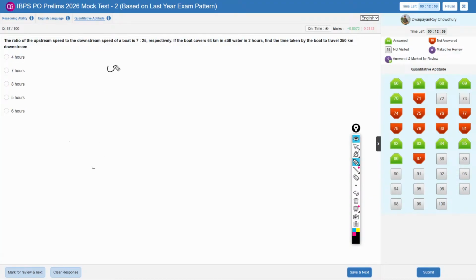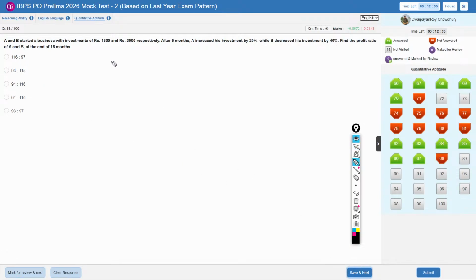The ratio of upstream speed, downstream speed, both this, so somewhere in between 32. So 16 is the speed of boat and then 9 is the speed of stream. Boat covers this in 2 hours. Still water, right? So this is 32. So everything is going to be multiplied by 2. Find the time taken by boat downstream. So downstream 50, 7 hours.